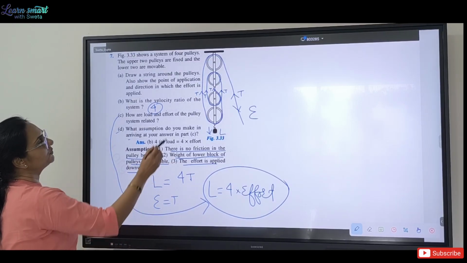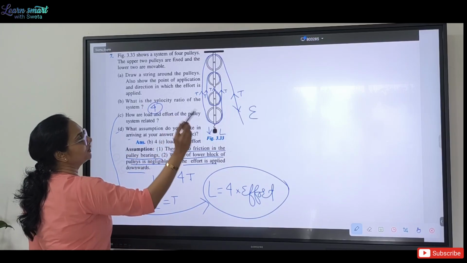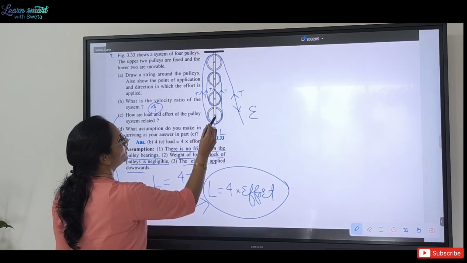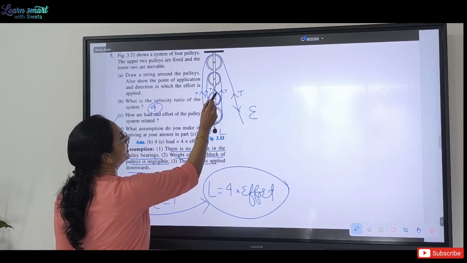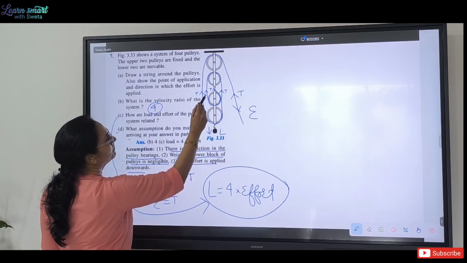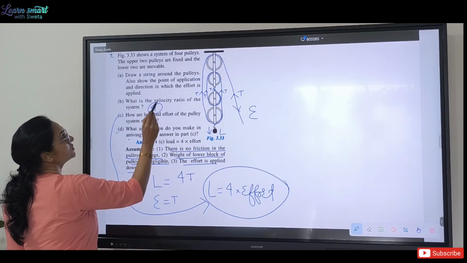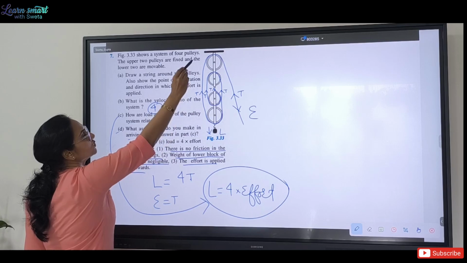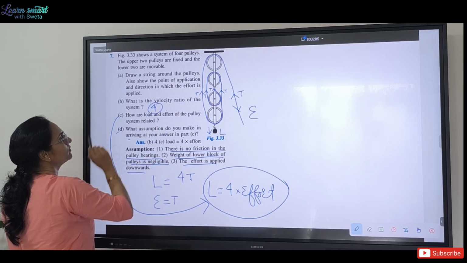So in this question we had to draw the strings. When you draw, you will mark the load, the direction of the load, the effort, then T, all the T's. And the arrows you should draw properly. Velocity ratio will be equal to the number of pulleys. So 4 pulleys are there, therefore the velocity ratio will be 4.